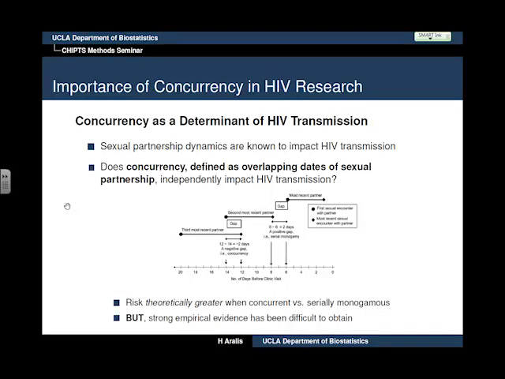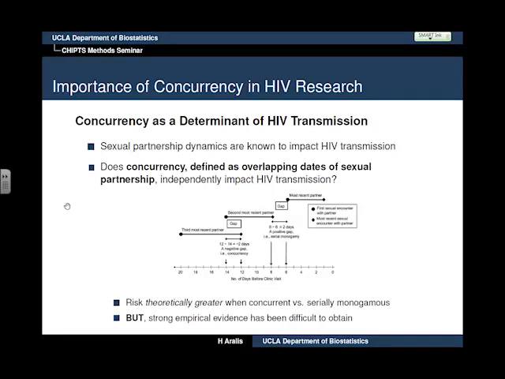So when I say holding all other things fixed, we're talking about whether, say, within the last year, if somebody reports three partnerships, each lasting 2 months, it increases risk of HIV transmission if those three partnerships overlapped relative to being separate. So we're holding things like the number of partnerships and the duration of the partnerships fixed.